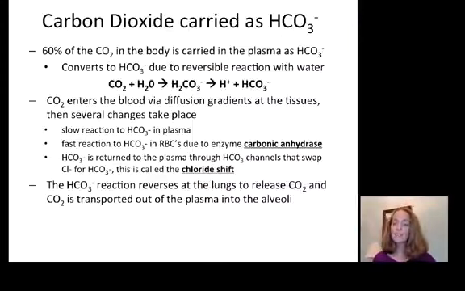From there, the carbon dioxide will be carried as bicarbonate, and it will travel to the lungs where the reaction will reverse to release carbon dioxide, and carbon dioxide will be transported out of the blood into the lungs.